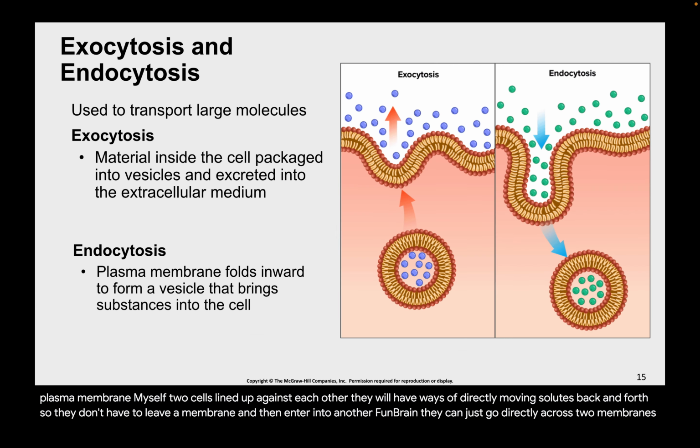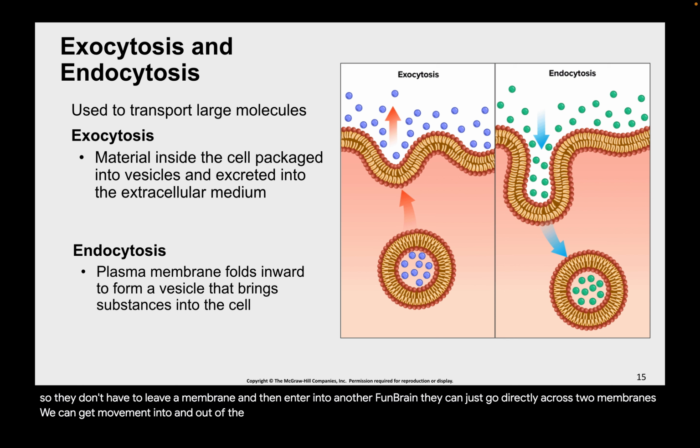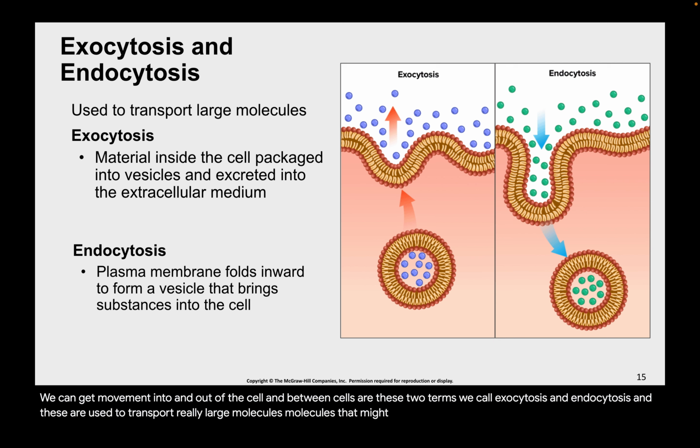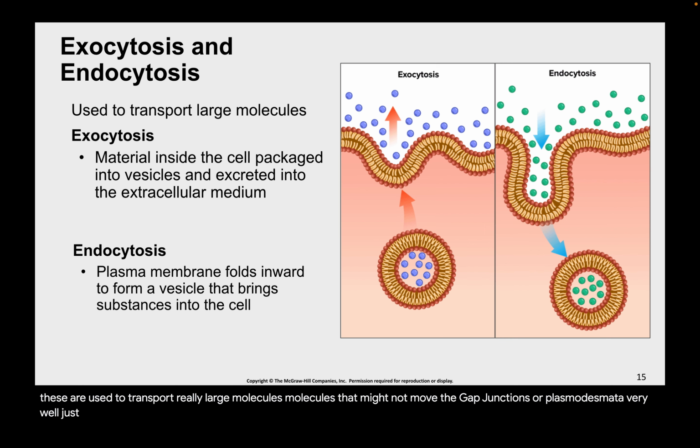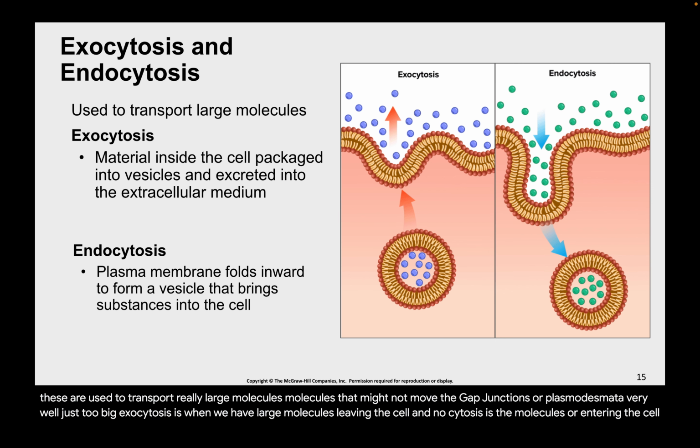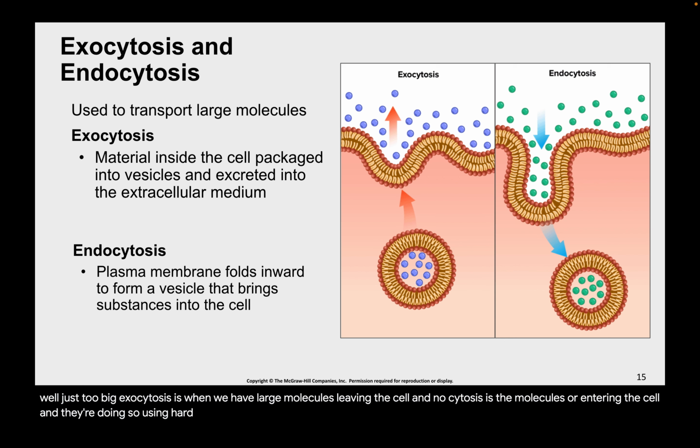Another way that we can get movement into and out of the cell and between cells are these two terms we call exocytosis and endocytosis. These are used to transport really large molecules, molecules that might not move via gap junctions or plasmodesmata very well, they're just too big. Exocytosis is when we have large molecules leaving the cell. Endocytosis is when molecules are entering the cell, and they're doing so using parts of the plasma membrane.